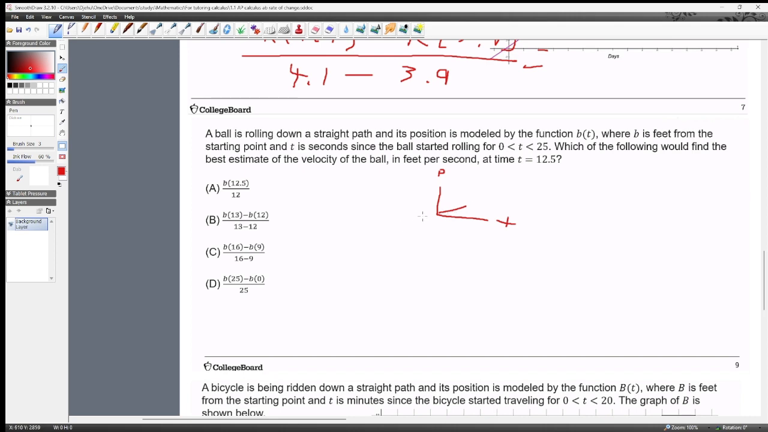And here I'm reading: a ball is rolling down a straight path, and its position is modeled by the function B(t), where B is feet from the starting point and t is the seconds since the ball started rolling. For 0 less than t less than 25, which of the following would find the best estimate of the velocity of the ball in feet per second at time equals 12.5? My bad. Give it a try.